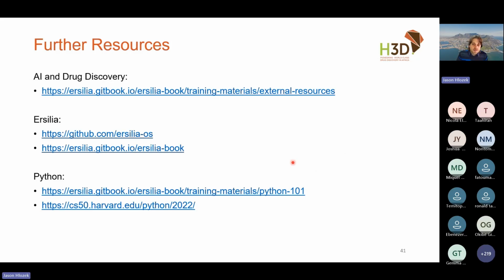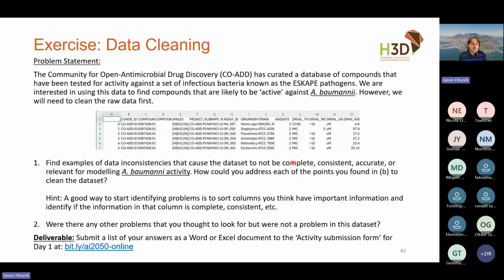And now what we're going to do is we're going to move into our little exercise. So I will leave the slide up on the screen. Let's see how we're doing for time. Yep. So this is just going to be a data cleaning exercise to get you used to looking at chemical data and identifying potential problems that you need to look for.